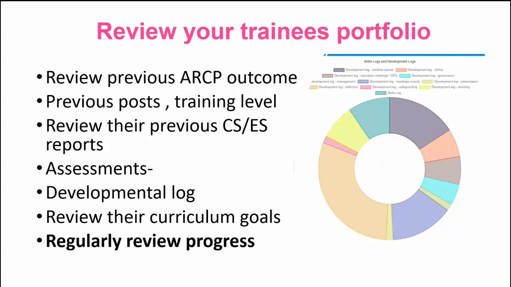So one of the first things that I do if I get a new educational supervisee is look at their previous ARCP outcome. Now actually that's not necessarily what you need to do just for an educational supervisor. You should be doing that as a clinical supervisor as well, because it might show you some of the areas that trainee needs to learn and develop from, and that's really important, because it might be where the previous ARCP panel has recommended some things that a trainee needs to work on, and therefore you need to know that information.